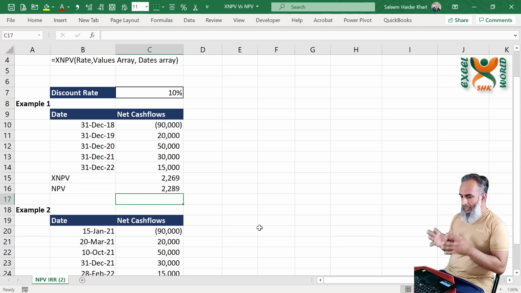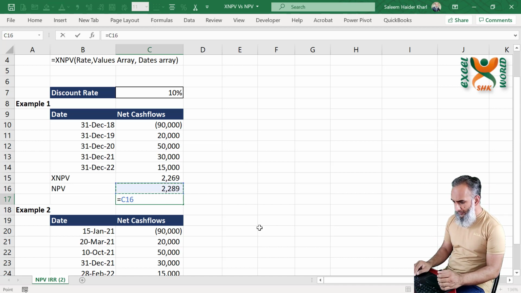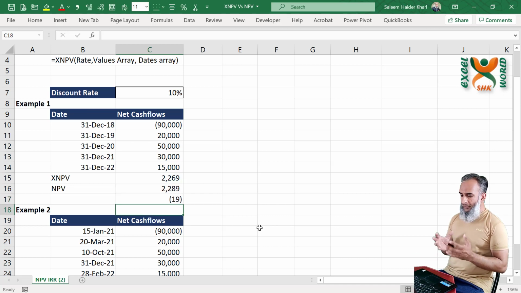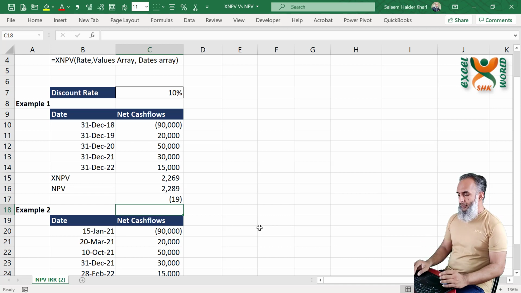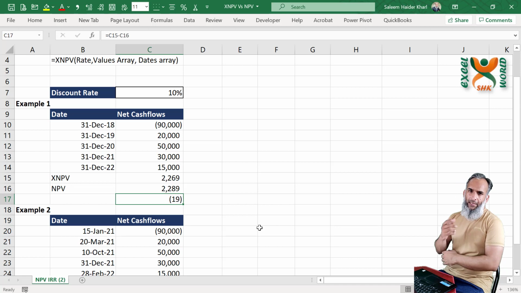Oh, the net present value for both the formulas is different. So what is the difference? There is a difference of 19 rupees. And if you are taking a critical investment decision, just imagine that this might lead you to a wrong decision. But I wonder why it is happening?